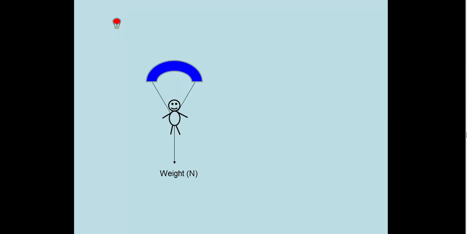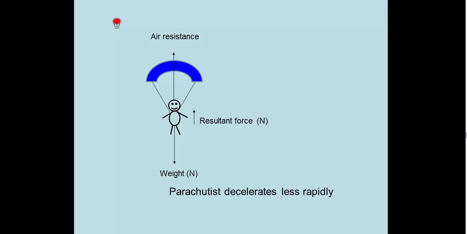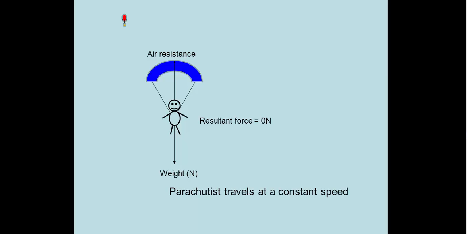Sometime later, the weight hasn't changed. They're now moving more slowly, and so the air resistance is less. They still have a small upwards resultant force, so they're now decelerating less rapidly. Eventually, they slow down enough that the air resistance equals the weight, and they now have no resultant force, and travel at a constant speed, their terminal velocity. But with the parachute this is now around 5 miles an hour. With no parachute it was around 130 miles an hour.